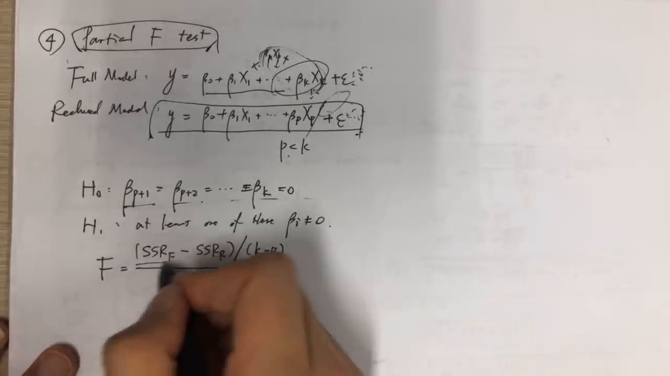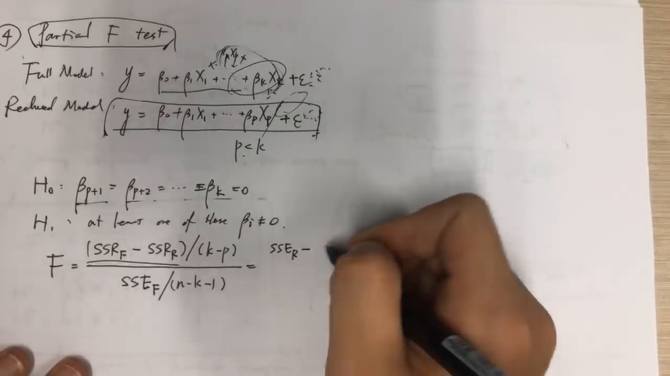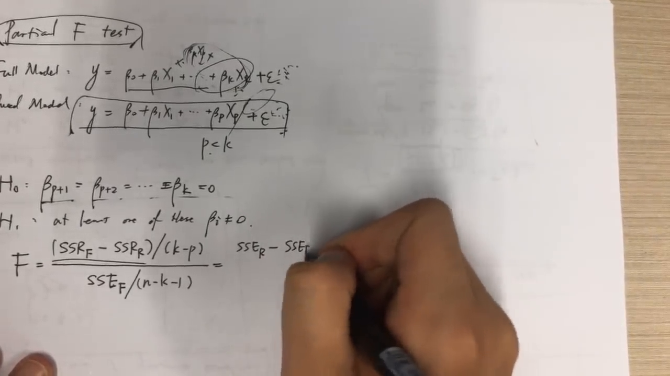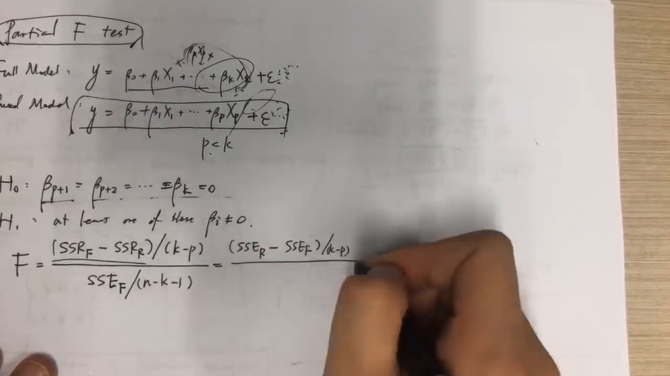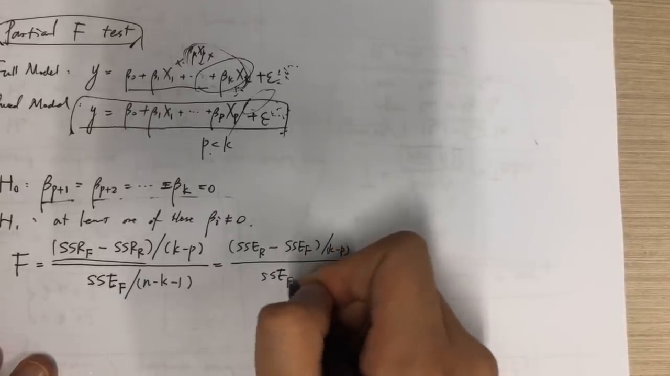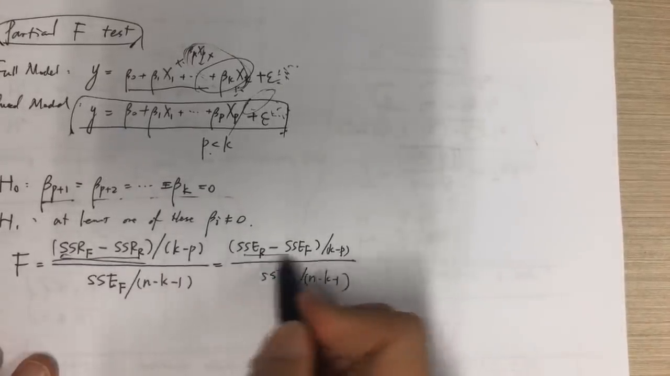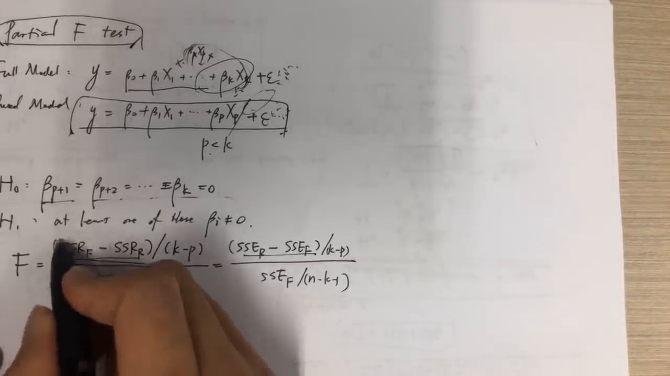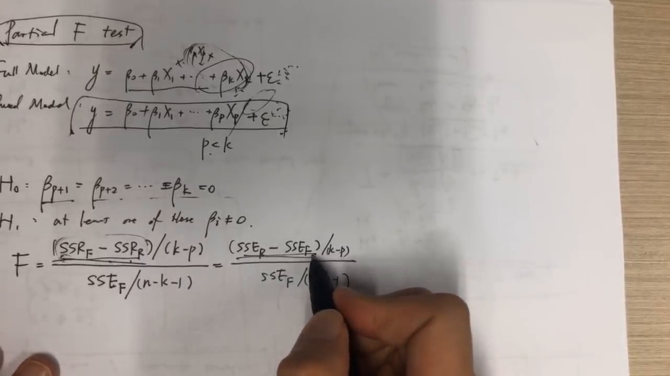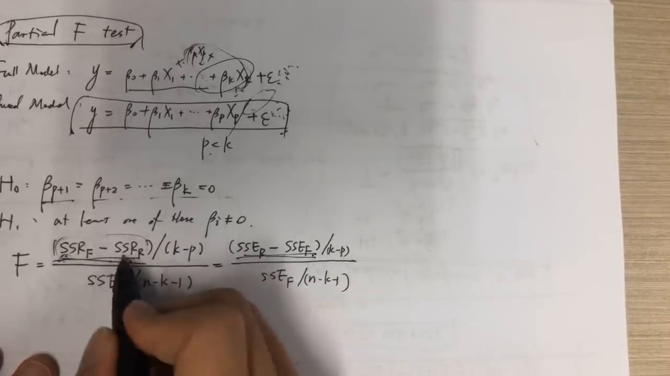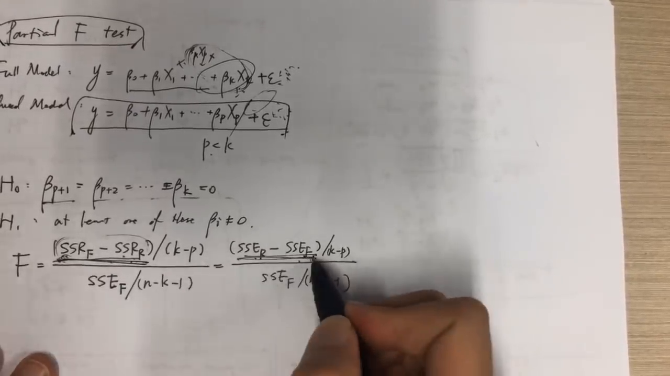Or it can also be calculated by the SSE of the reduced model minus the SSE of the full model, and then divided by k minus p, and then divided by the same thing, SSE of the full model divided by n minus k minus 1. So you can see they are the same, right? Because the difference in SSR will be the same as the difference in SSE. Because when SSR increases, SSE decreases by the same amount. Therefore, the difference will be the same.